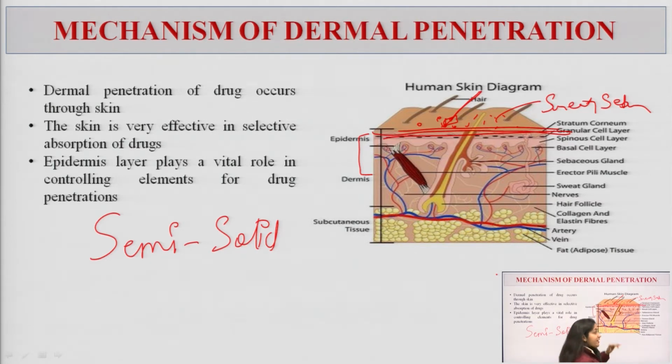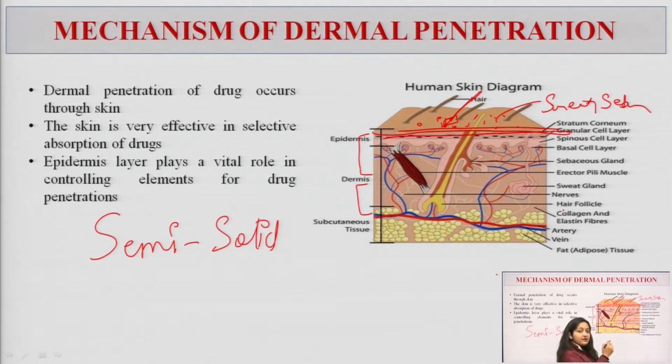Now, below the epidermis there is another layer known as the dermis. The dermis consists of the erector pili muscle, sweat glands, nerve endings and hair follicle. So, majorly the hair follicle, the nerve endings and the pili muscles are present in the dermis layer of the skin.